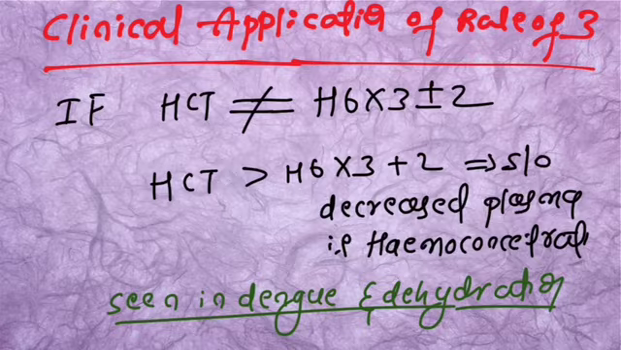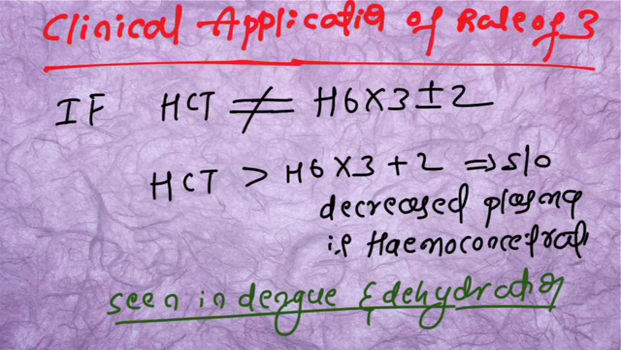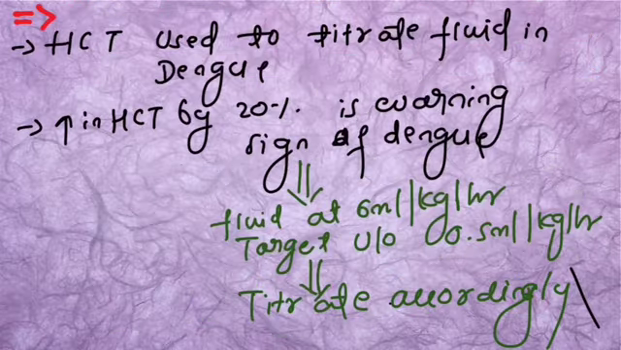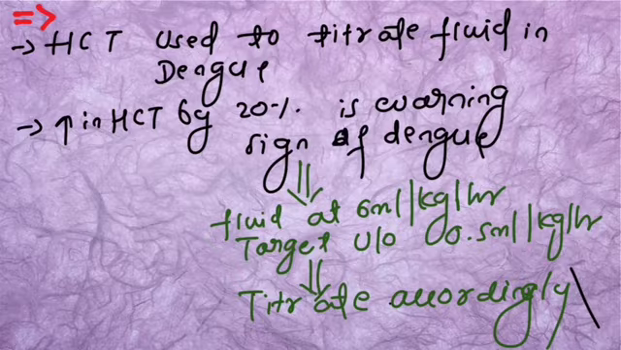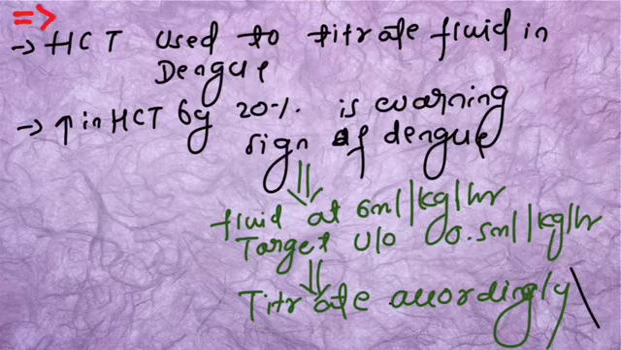Clinical application of the rule of 3. If hematocrit is not equal to HB into 3 plus or minus 2, then it is abnormal. If hematocrit is more than HB into 3 plus 2, it is suggestive of decreased plasma, that means hemoconcentration. The hemoconcentration is usually seen in dengue and dehydration. Hematocrit is used to titrate fluid in dengue. For that we need to have a baseline hematocrit, and after that we need to monitor the patient clinically as well as hematocrit and urine output. According to that we have to titrate the fluid.